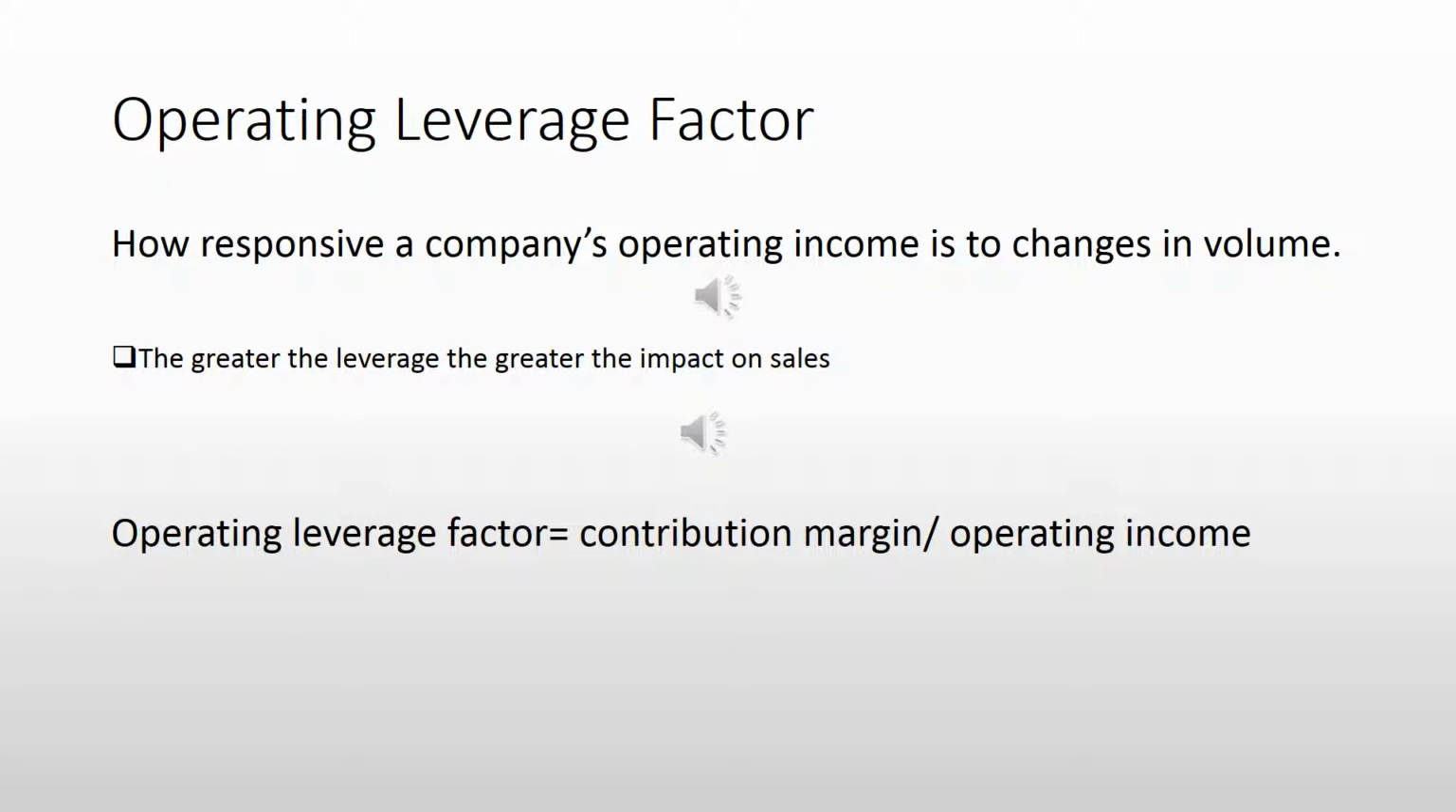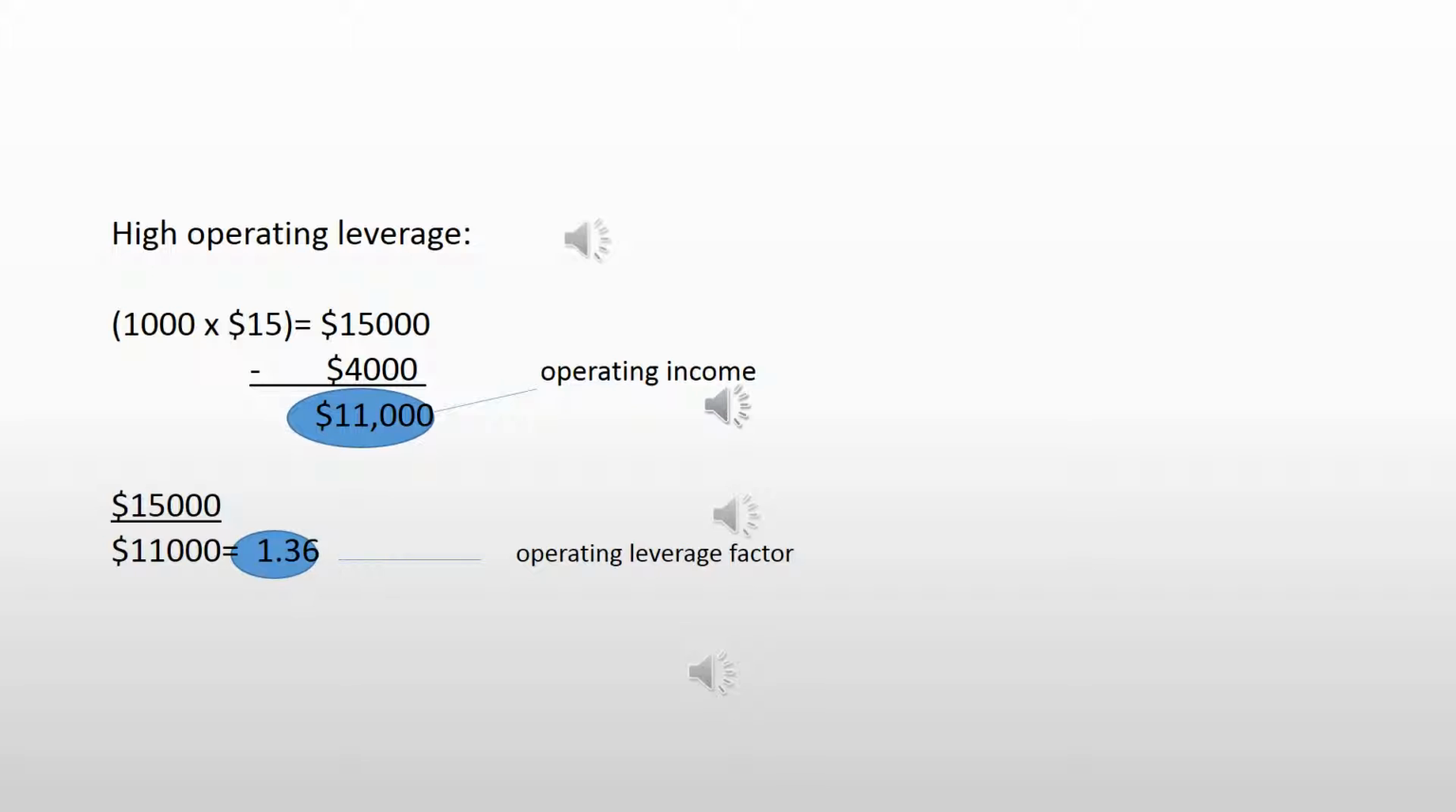To better understand operating leverage, we need to figure out the operating leverage factor, or how responsive a company's operating income is to changes in volume. As we talked about before, the greater the leverage, the greater the impact on sales. So, what's the equation for this? Well, operating leverage factor is found by taking the contribution margin and dividing that by the operating income. So here's an example of us calculating a high operating leverage factor.